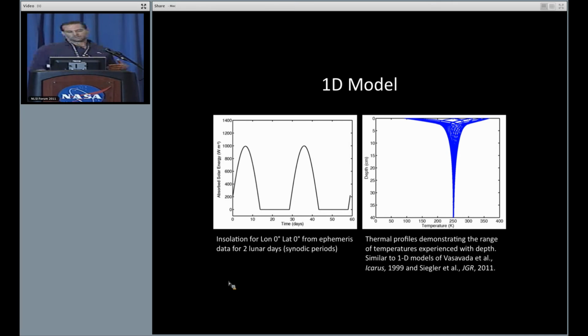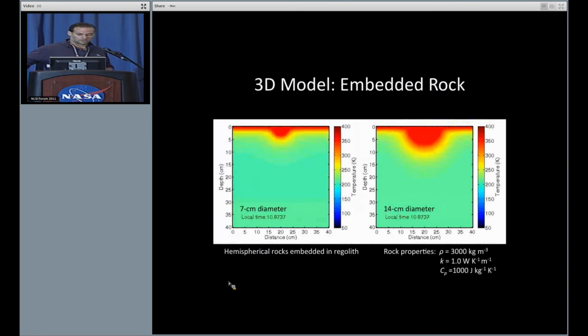So the idea then is to expand this into three dimensions now and start looking at lateral variations in thermophysical properties. And this is also fairly similar to the modeling that Ashram and Vasavada et al. did as well, where they also did a two-layer model, for those familiar with his work.